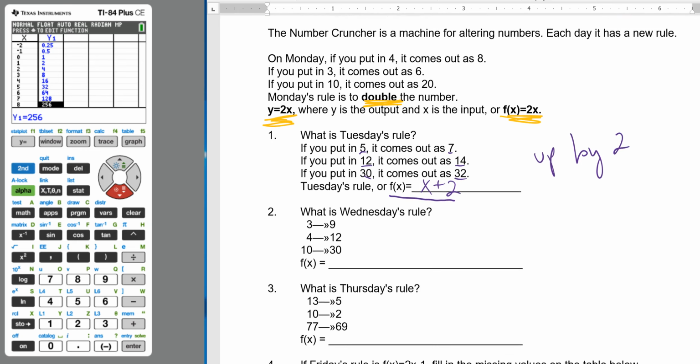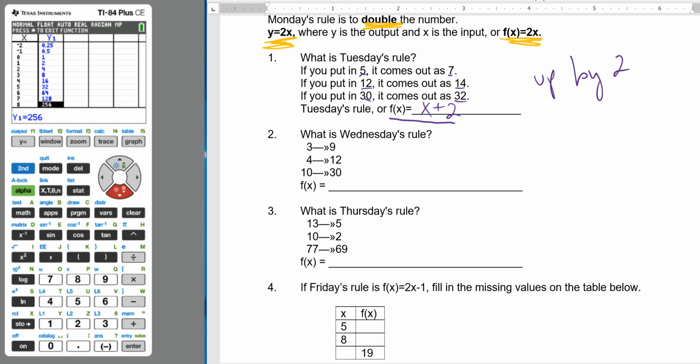Okay, Wednesday will have its own rule. We still see the numbers going up, 3 to 9, 4 to 12, 10 to 30. So an increase can either be addition or it can also be multiplication. In this case, if we multiply by 3, 3 times 3 is 9, 3 times 4 is 12, 3 times 10 is 30. So any input, any x, is getting multiplied by 3, giving us this function.